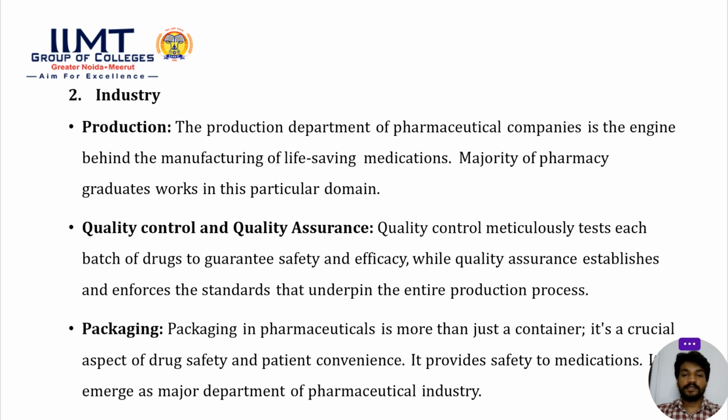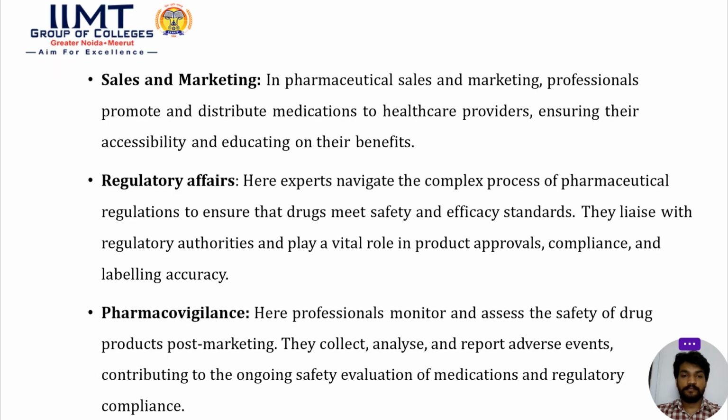The next department of the industry is packaging. Packaging in pharmaceuticals is more than just a container. It is a particularly crucial aspect of drug safety and patient convenience. It provides safety to medications. Next is sales and marketing. In pharmaceuticals, sales and marketing professionals promote and distribute medication to healthcare providers, ensuring accessibility and educating them about its benefits.